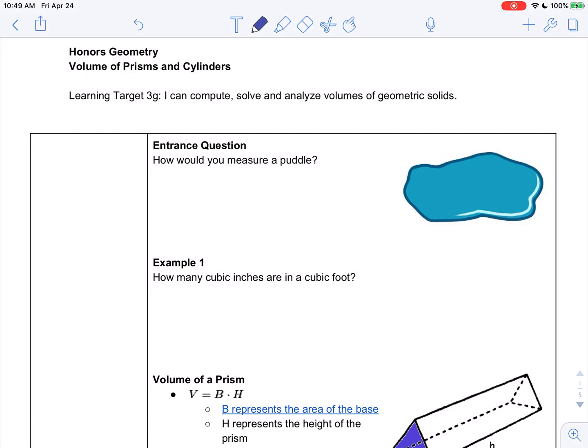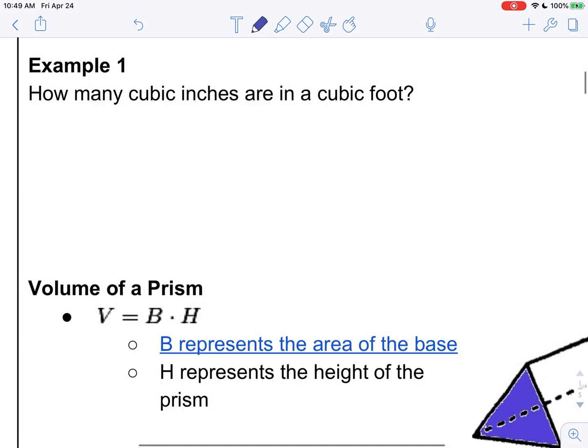Today's lesson is about how to find the volume of prisms and cylinders. And it goes along with our Learning Target 3G, how we can compute, solve, and analyze volumes of geometric solids. So we're still thinking about 3D objects. All right, and let's jump right into example number 1.